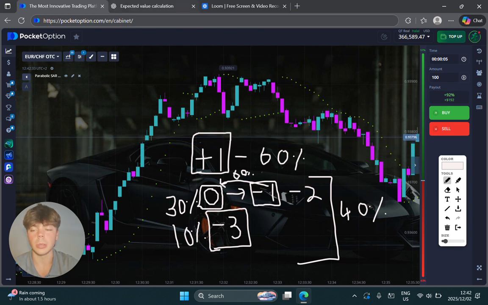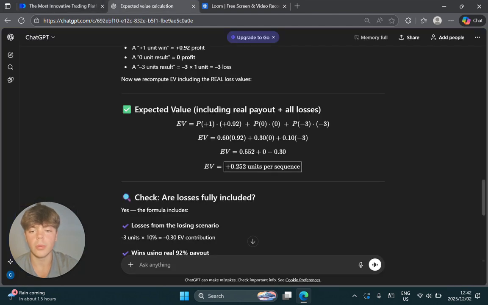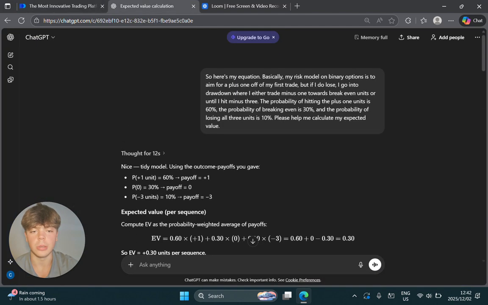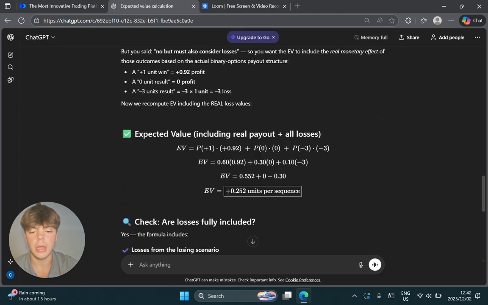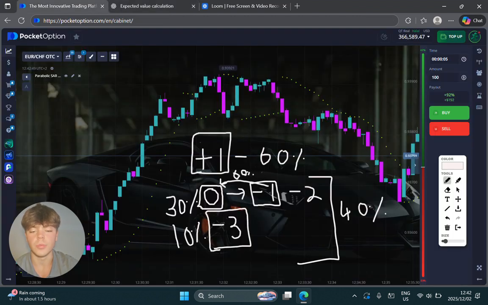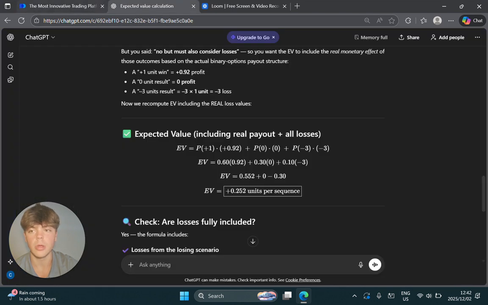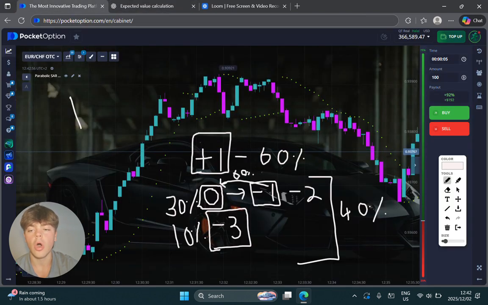So I put this into an equation to show you guys visually how it would look. So this is all the probability here. I put all the values in. You'll see I explained it all there. And it comes out to an expected value of 0.252 units per sequence, which means that for every single $1 trade you take, you actually make $0.252, which means that in the long run, you will continue to make money.